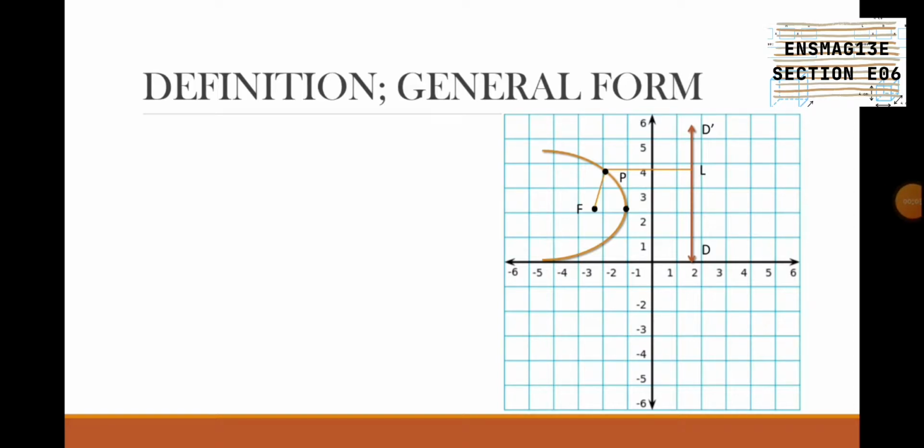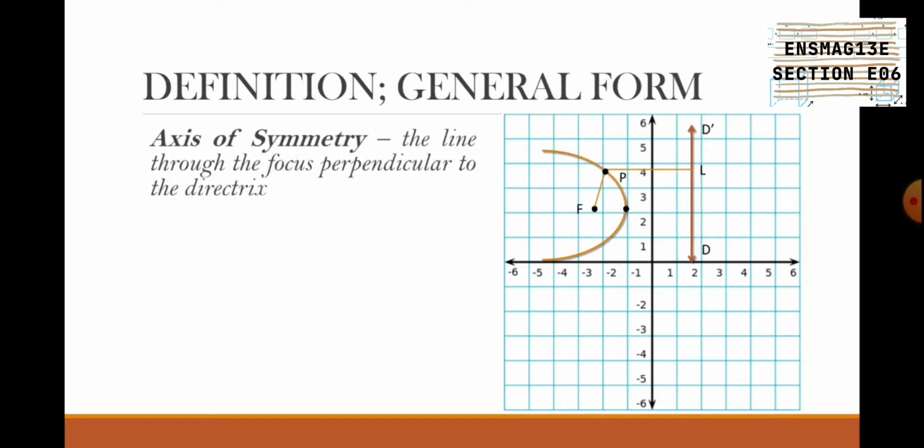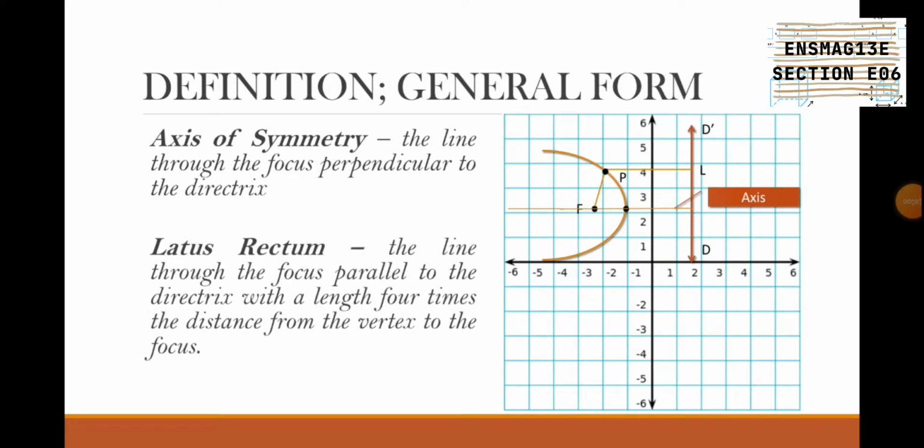Let us also familiarize the important entities of our conic section. The axis of symmetry is the line through the focus perpendicular to the directrix. This is your axis of symmetry. Latus rectum, the line through the focus parallel to the directrix, with a length 4 times the distance from the vertex to the focus. This is your latus rectum.